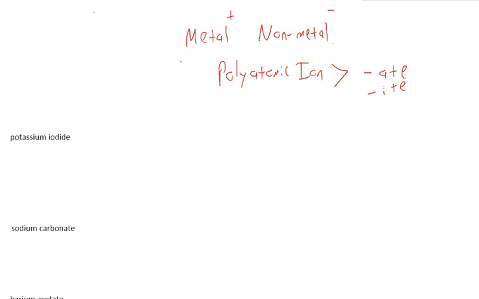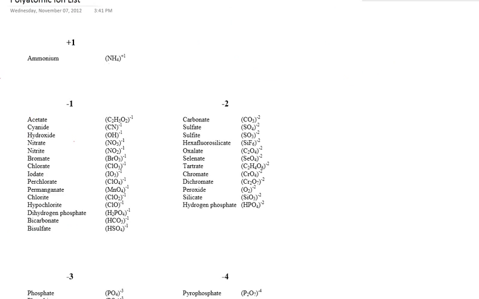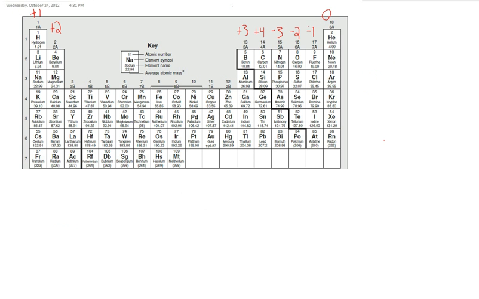So we found potassium. We saw that it was a +1. So we just write that on top of the word potassium. Iodide. Well, this ends in ide. We know that things that end in ate and ite generally are on the polyatomic ion list, but things that end in ide are going to be things on the periodic table.